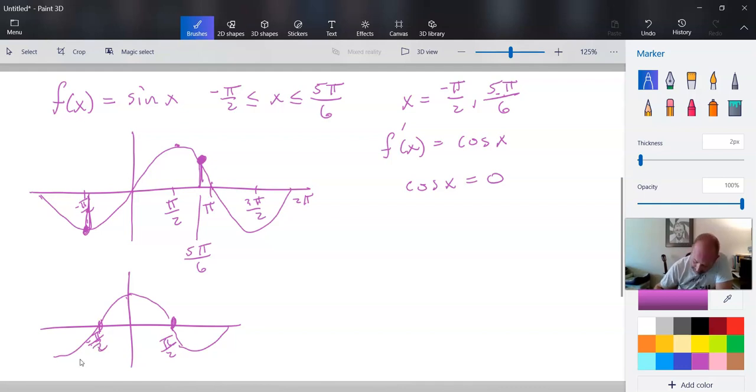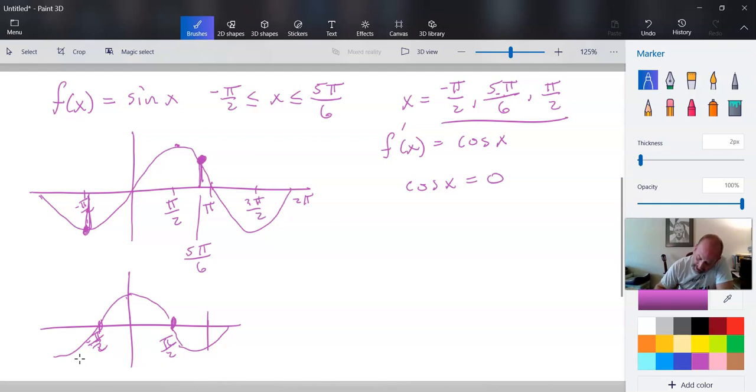So the interval that takes it up to, what do you call it? Boy, I can't think today. The interval that takes it up to 5 pi over 6, those are all the zeros that are in that interval. So negative pi over 2 is already on our list, so we just need to add pi over 2. So those are all the points we need to check.